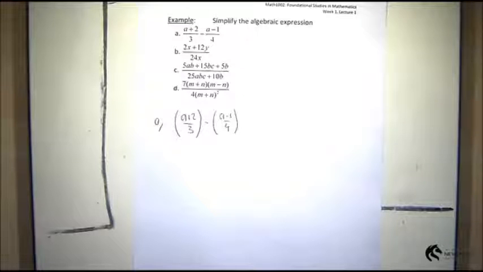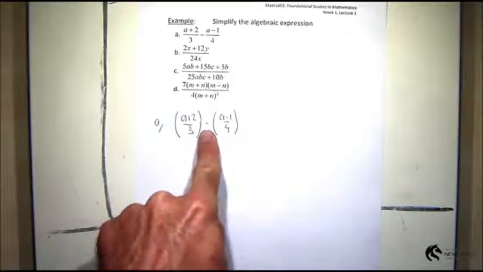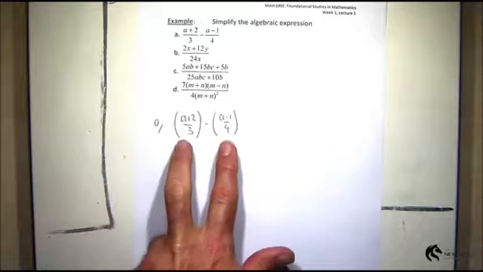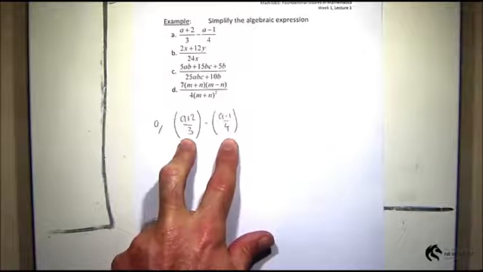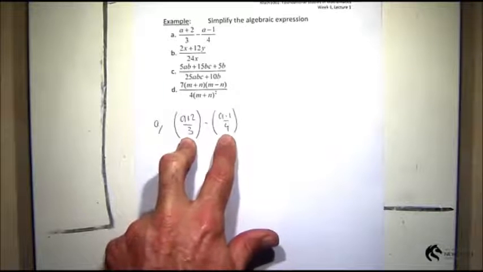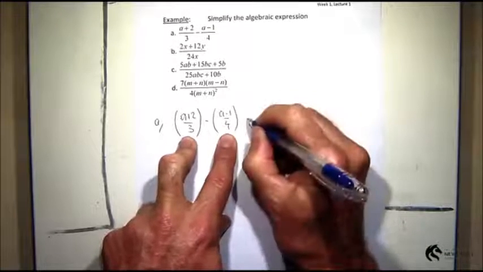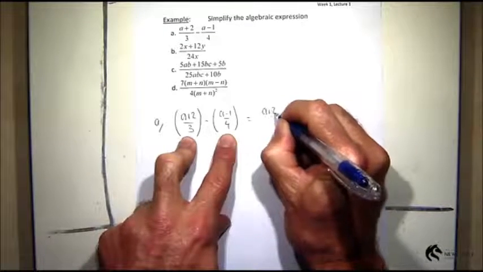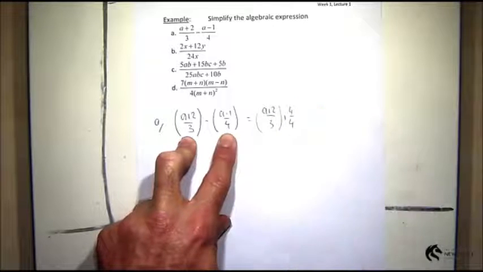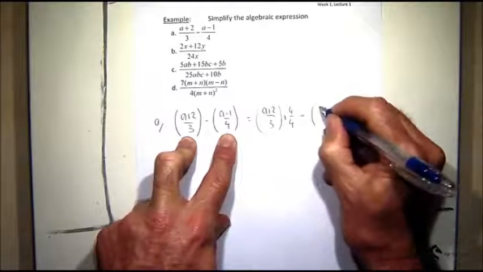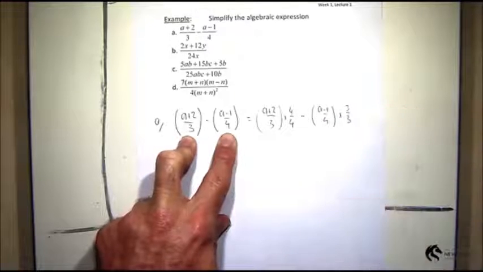Now I have here some fractions. I need to subtract them. So the idea being I would want a common denominator. The obvious common denominator in this case would be 12, 3 times 4. So I'm going to write this as A plus 2 on 3 times 4 on 4 minus A minus 1 on 4 times 3 on 3.